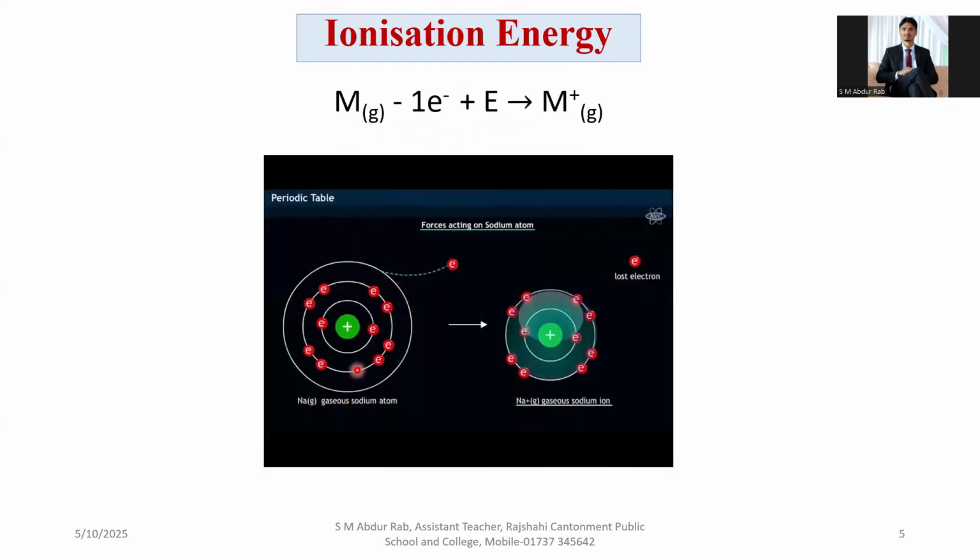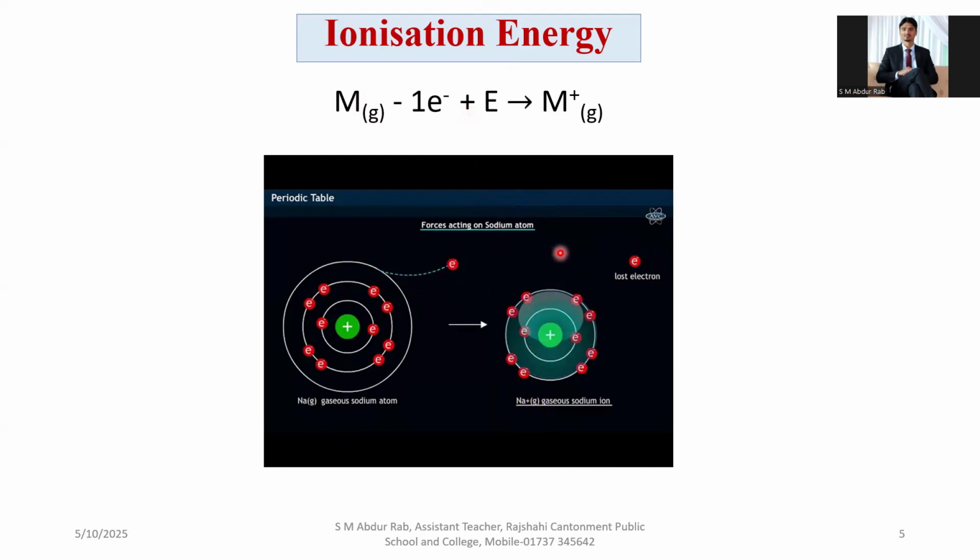Here we see sodium has one electron in its valence shell. When sodium loses this electron, what happens? Sodium forms Na plus. So the amount of energy needed to remove one electron from the outer shell of a metal to produce a gaseous unipositive metal ion is known as ionization energy.